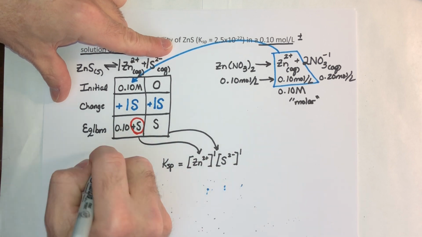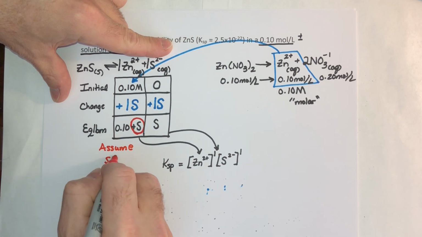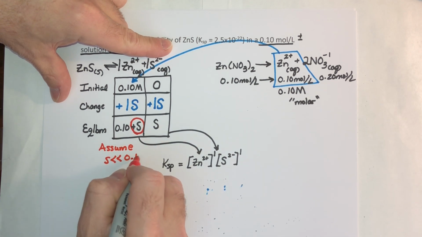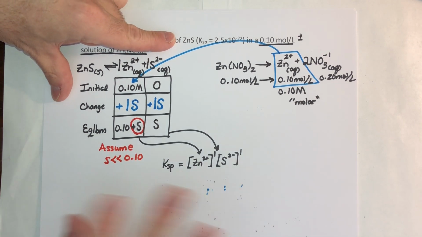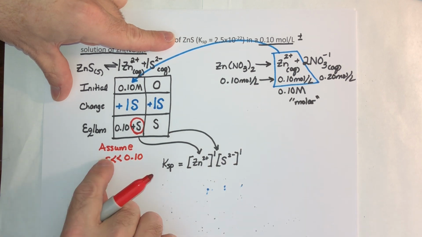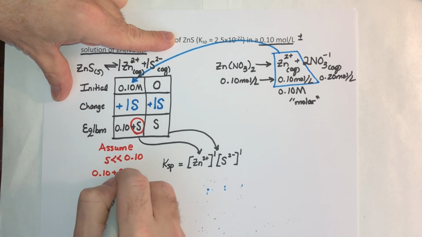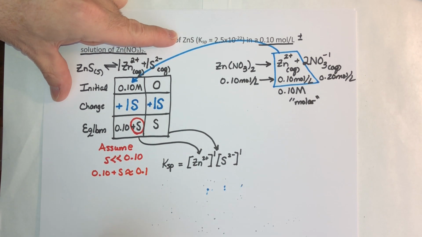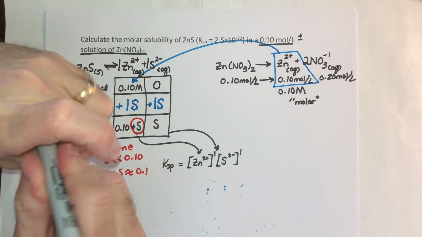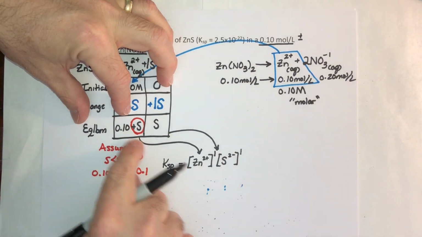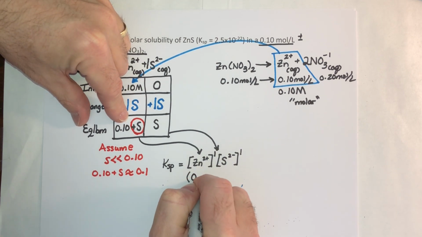So for this one here, we're going to make a bit of an assumption. We are going to assume that the S is much, much smaller than 0.1. We'll actually use two less-than signs to show that it is ridiculously small. So if we assume that, then I can say that 0.1 plus S is approximately 0.1. The two little squiggle signs mean approximately. So when we substitute in, instead of saying that the amount of zinc is 0.1 plus S, I can say that the amount of zinc is just 0.1.